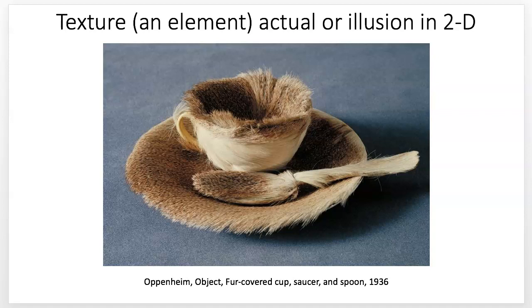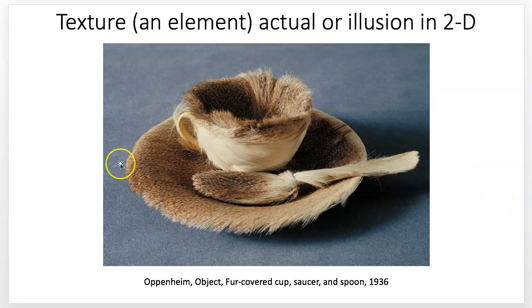Texture is interesting. It can be actual texture, as in this object by Oppenheim. She's creating this kind of creepy cup that's covered with fur and a saucer and spoon. I say creepy because I always imagine it like my mustache is going into my mouth. You wouldn't want to drink out of it and feel like, ugh. But she's playing with the use and function of that, and then texture messing with it. You wouldn't want a cup covered with fur, right? And then it becoming sort of another type of object.